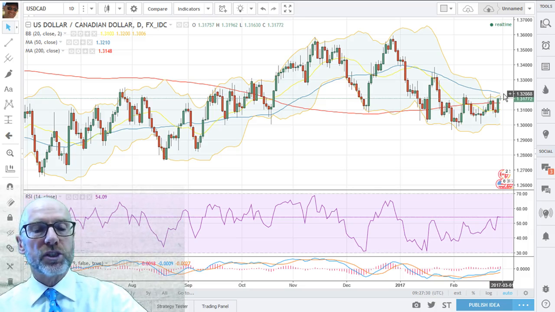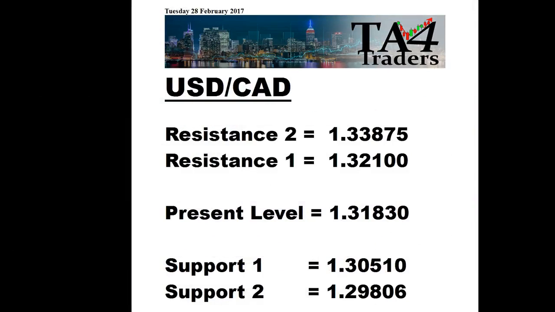On the support resistances to watch, resistance at 132.10 and 133.89, and the supports 130.51 and 129.81.